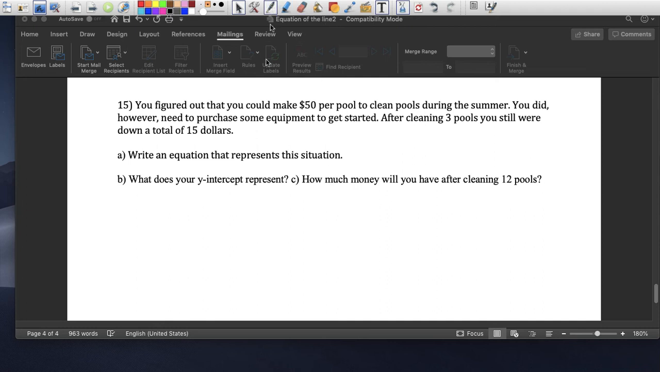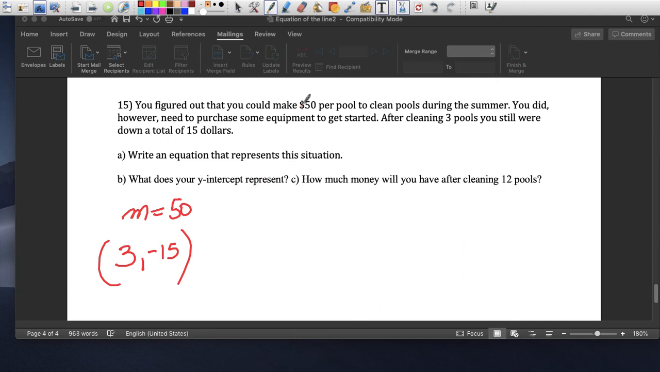Okay, so you want to clean pools in the summer. So your slope is 50 because you're making $50 per pool. You did, however, need to purchase some equipment to get started. After cleaning 3 pools, you were still down $15. Write an equation to represent this data. Nice question. After cleaning 3 pools, do we have a point at 3 pools? It should be negative 15, right? So be careful here. Write an equation that represents this situation.